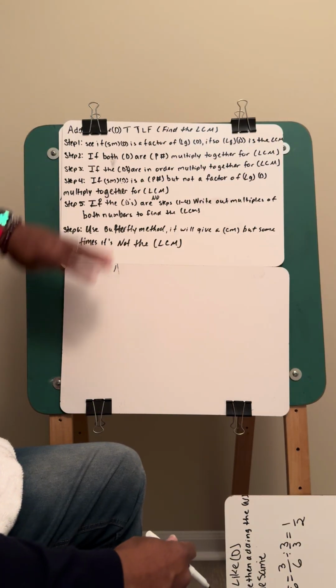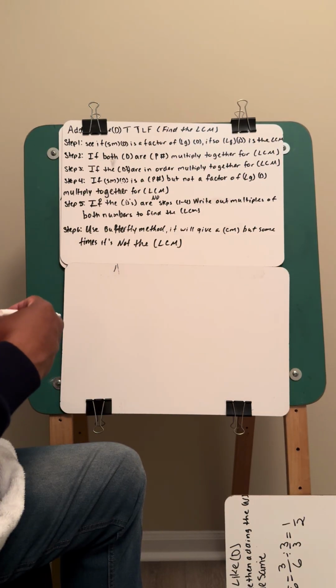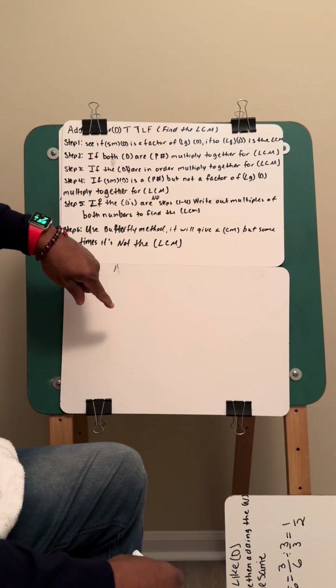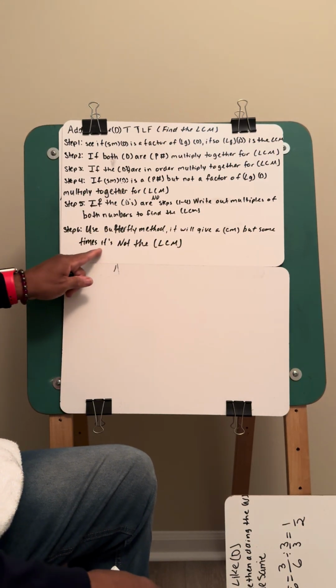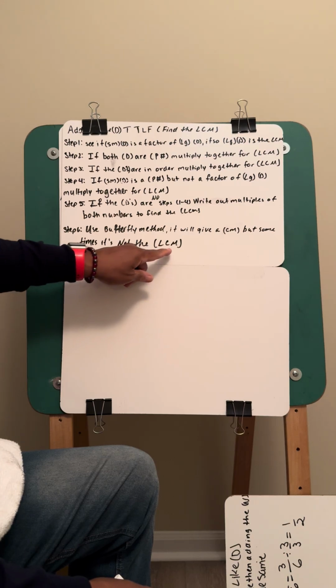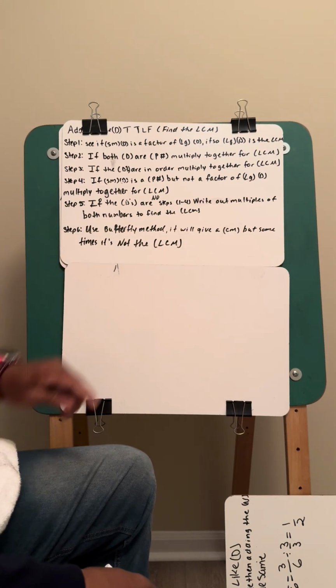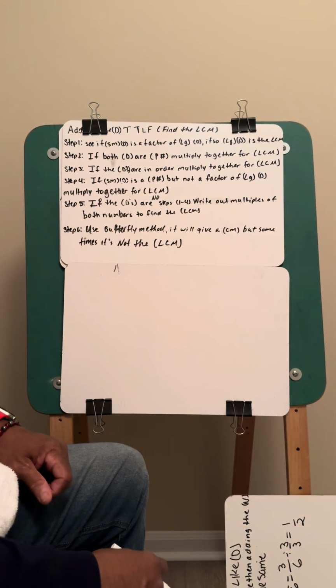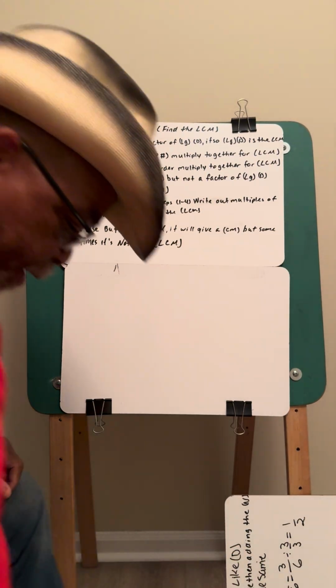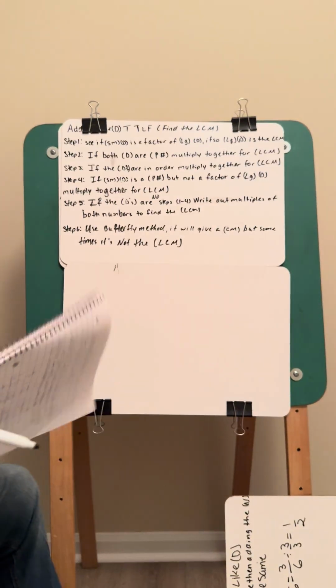And if you just have to do something to get a common denominator, you can butterfly. It will give you a common denominator, but sometimes it won't be the least common multiple. It'll give you a common multiple, but sometimes it won't be the smallest one that they both share. So let's get into some examples of each one.